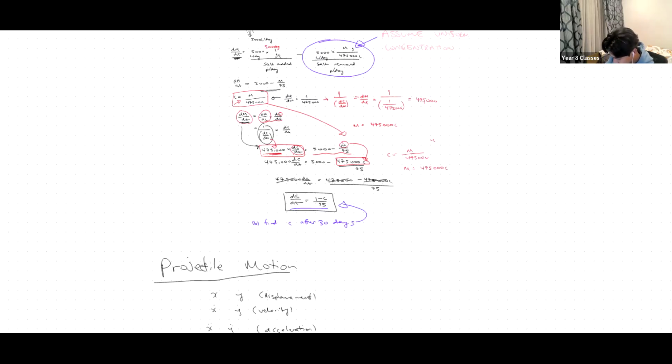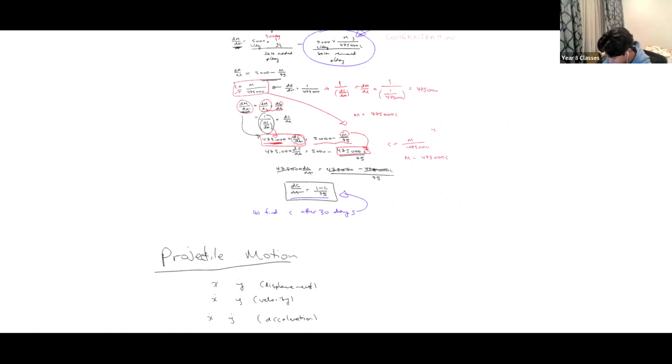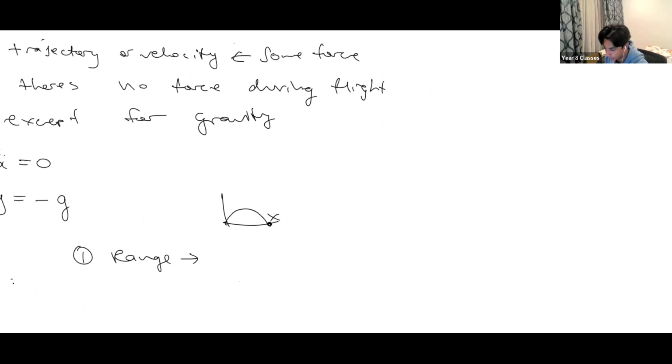Some key things that they always ask you to solve in these questions. One is range. To solve for range, you're thinking at this point here. That's when y is going to be 0. So you set y to be 0, you solve for time, or TR, which I call time of range, and then you plug into the x coordinate or the x displacement to get your range.